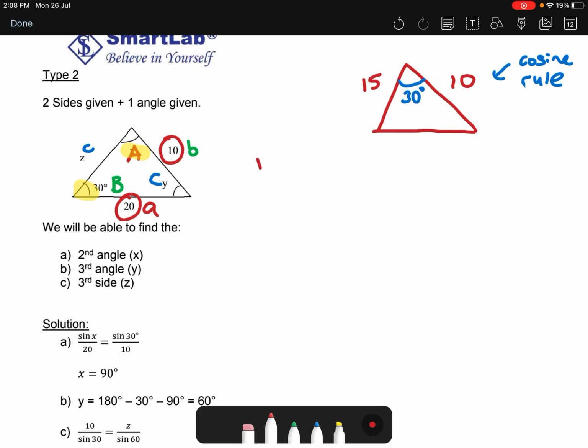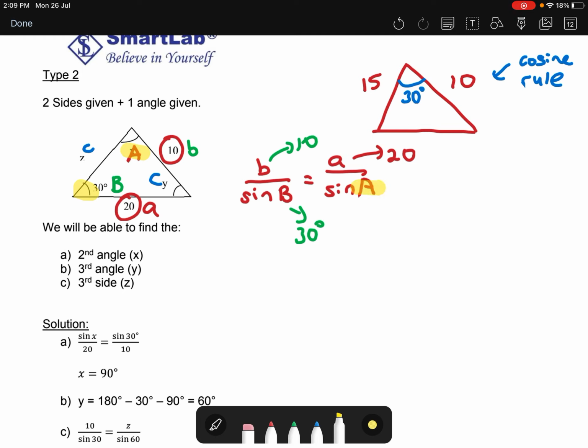So b over sine B is equal to a over sine A. Yeah, so since we know our b is 10 centimeter, our angle B is 30 degree, our side a is about 20 centimeter, so we can find our angle A. Alright, so for this, just take note, this angle, use sine rule.